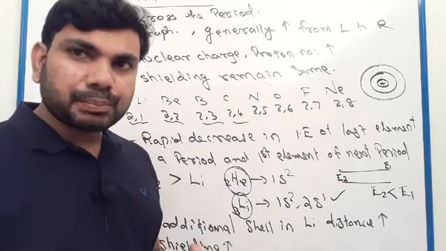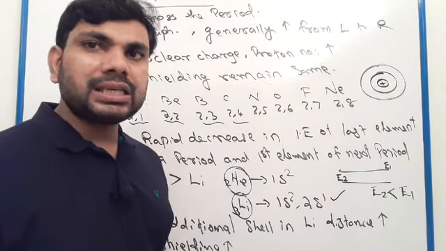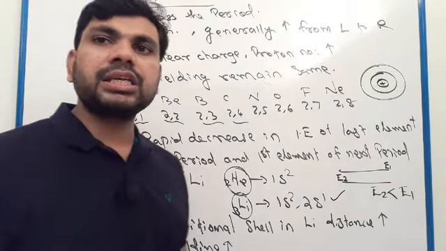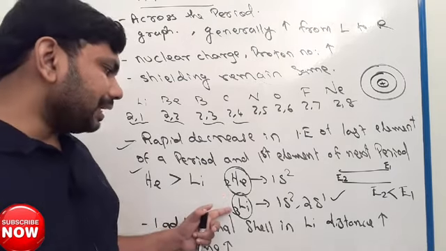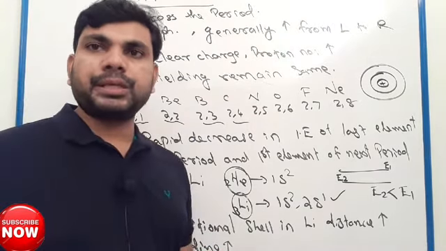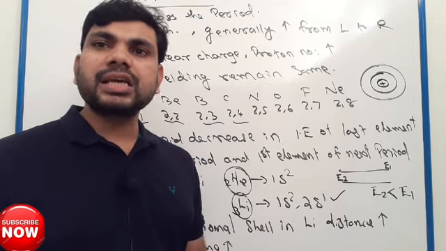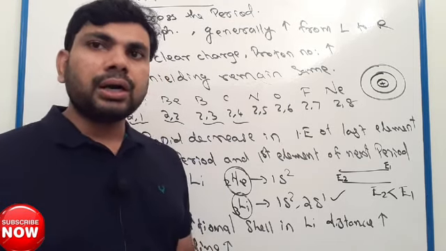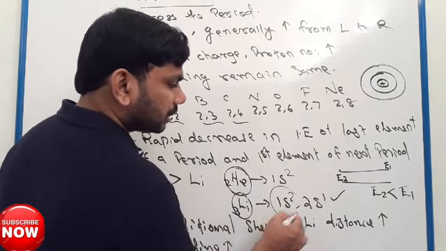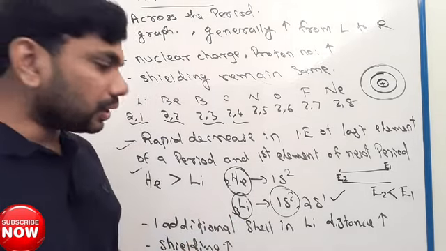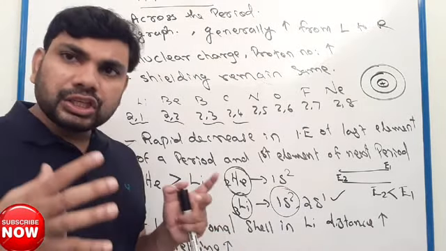So the distance between the nucleus and the outer shell electron increases, and less energy is needed to remove this electron. Clear? So one reason is that the second element consists of one additional orbit. Also a second reason: the second element consists of inner shell electrons.